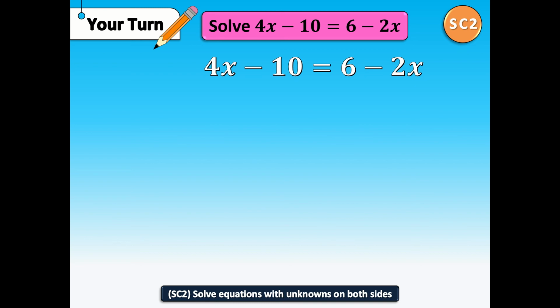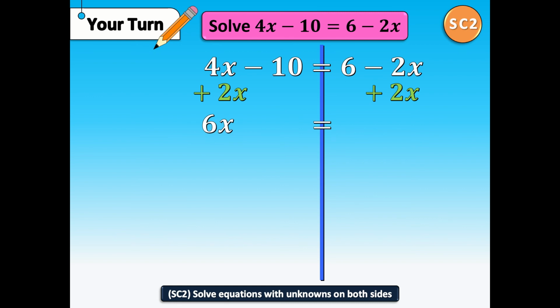So we want to solve this equation 4x minus 10 equals 6 minus 2x. So we think which is our smaller letter, 4x or minus 2x? And minus 2x is smaller than 4x. So we take minus 2x off both sides, which is the same as adding 2x to both sides.